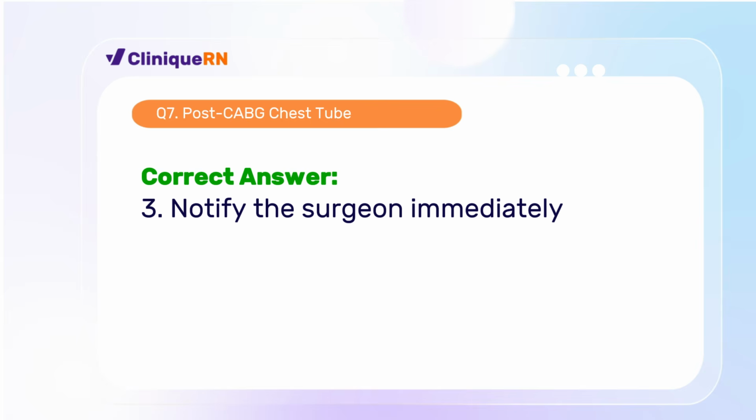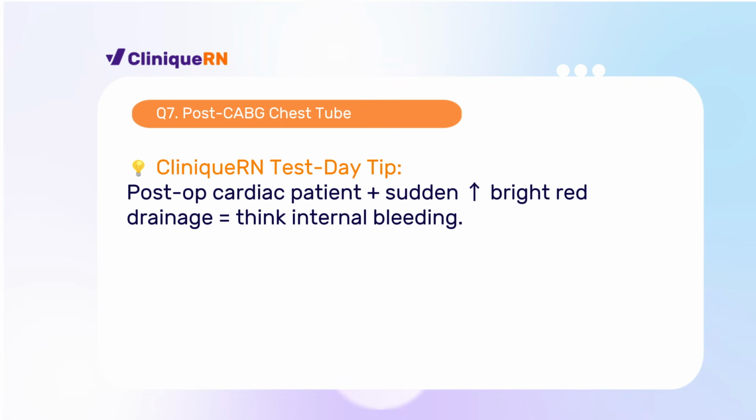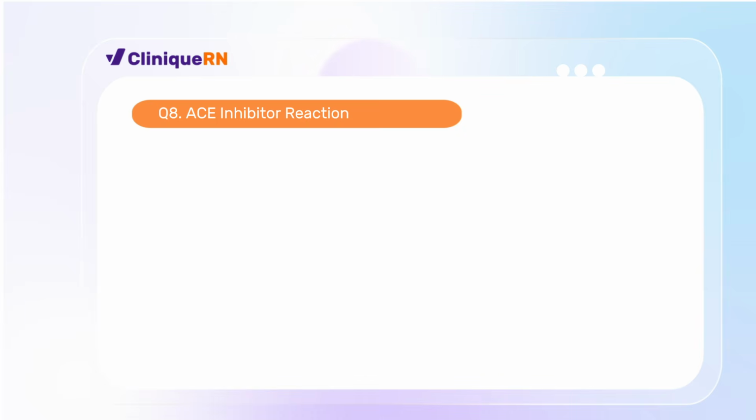The correct answer is 3. Notify the surgeon immediately. Detailed rationale. 1. Monitoring delays life-saving action. 2. Doesn't fix bleeding. 3. Greater than 150 milliliters per hour of bright red output post-op means hemorrhage. Call surgeon stat. 4. Clamping may cause cardiac tamponade. CliniqueRN Test-Day tip. In a postoperative cardiac patient, a sudden increase in bright red drainage should make you suspect internal bleeding.